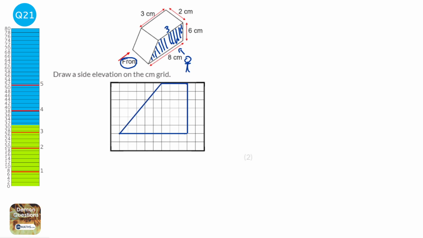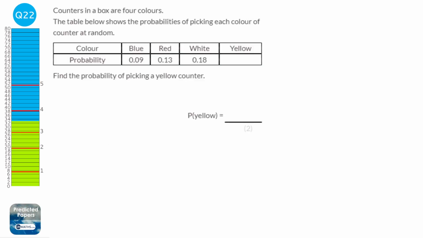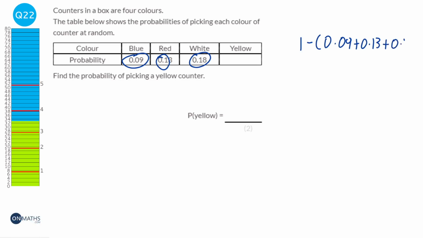All probabilities have to add up to 1. So what I'm going to do is take away these probabilities from 1. So we're going to do 1 take away 0.09 plus 0.13 plus 0.18. And so that's going to be 0.4. 1 take away 0.4 is 0.6.